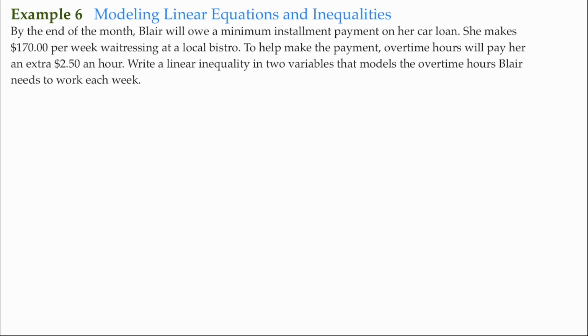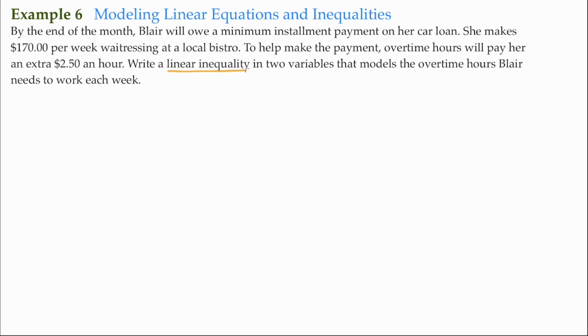So here this problem says, by the end of the month, Blair will owe a minimum installment payment on her car loan. She makes $170 per week waitressing at a local bistro. To help make the payment, overtime hours will pay her an extra $2.50 an hour. Write a linear inequality in two variables that models the overtime hours Blair needs to work each week. So we do know that it's going to be a linear inequality right here.